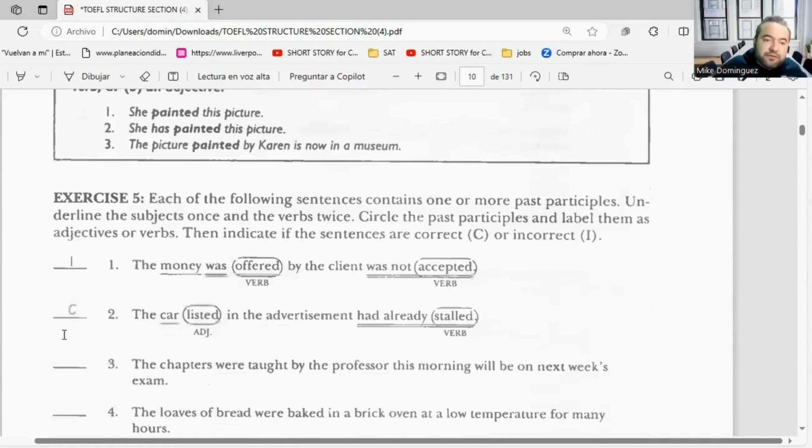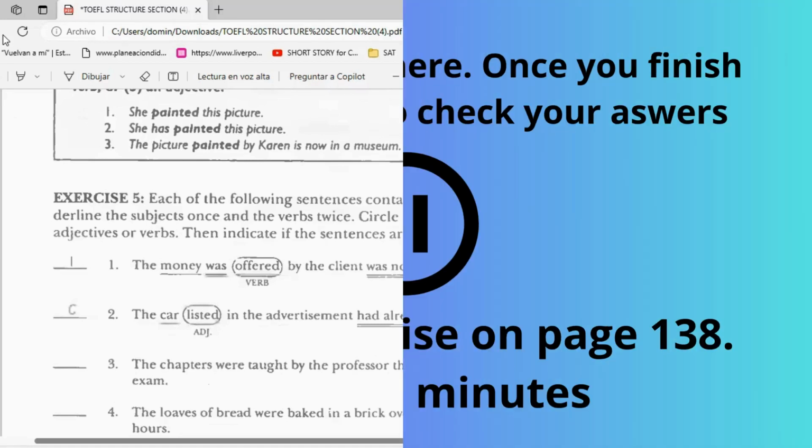Let's do exercise number 5 together. So I'm going to give you some time to answer, and then we're coming back with the answers. Okay?